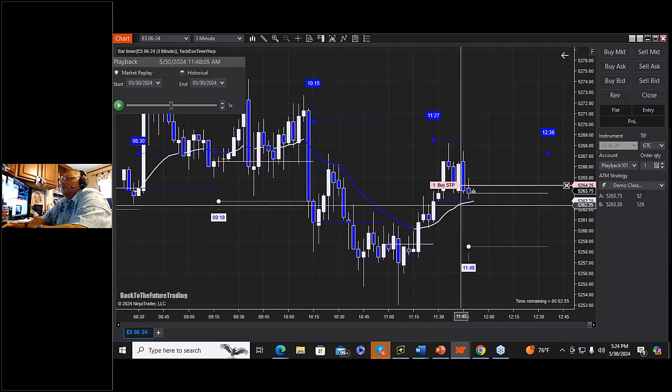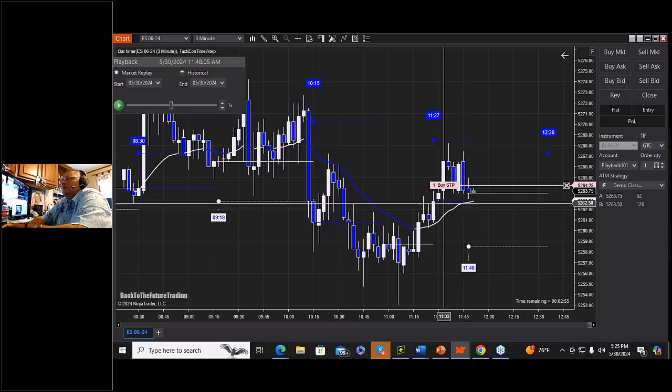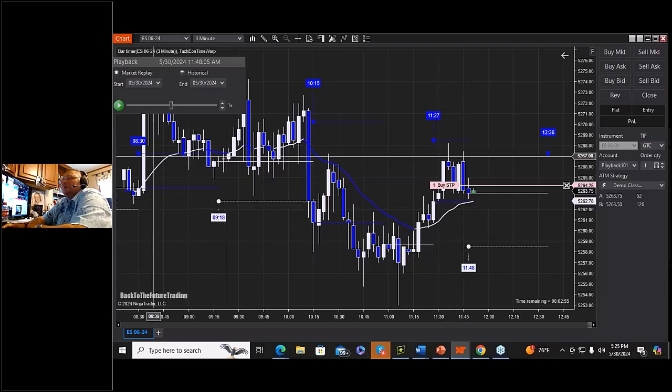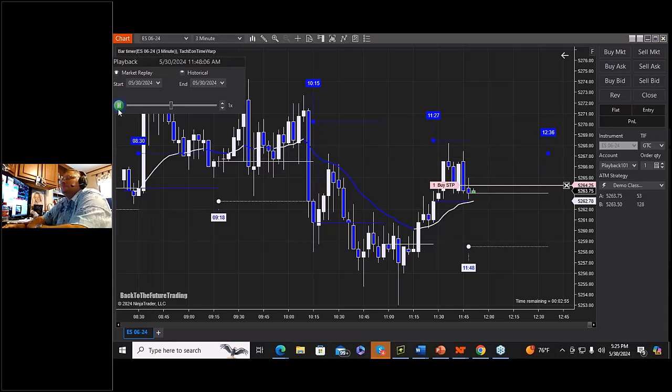Stop would go below this EMA line. I give it a couple ticks, a little bit of room for this to work. That's such a small candle, small wick. I'd go to something like that right there, like 1 or 2 ticks below that. So let's see what we got going on.